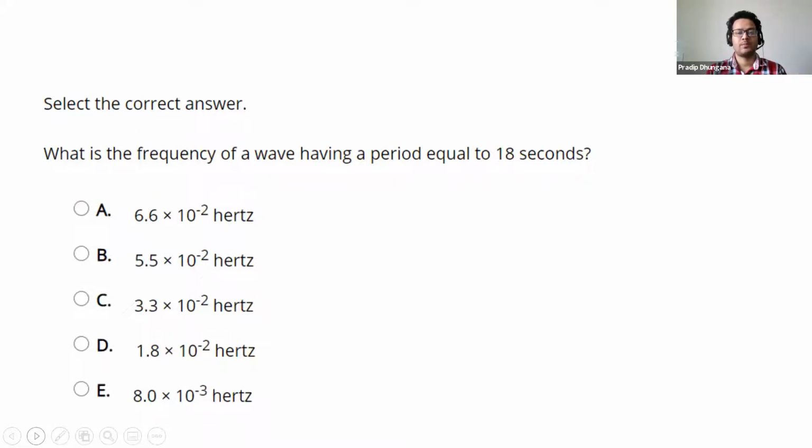This question is, what is the frequency of a wave having a period equal to 18 seconds? Let me write the formula for you and then you can calculate its frequency. So frequency is equal to 1 over time period. Use that formula. We have to calculate frequency and the time period is 18 seconds. You can use Desmos, Mathway, or any other online calculator, or any physical calculator if you have one. Those who actively participate in the class will get extra points in your assignment, okay? So make sure to participate.